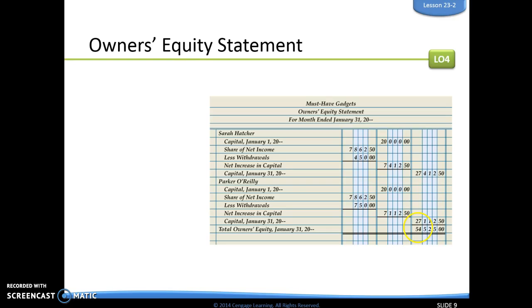Here is our owner's equity statement then. Again, we start with our heading: who, what, when. So this time we're creating an owner's equity statement. We are going to list our first partner, again, that's Sarah Hatcher. And then we're going to list her information. So we want to look at the capital first on January 1st that she had, then her share of the net income that we figured out in the last statement, then any withdrawals that she's made, so her drawing account, and then we're going to take these two numbers subtracted. That will give us her net increase in capital.